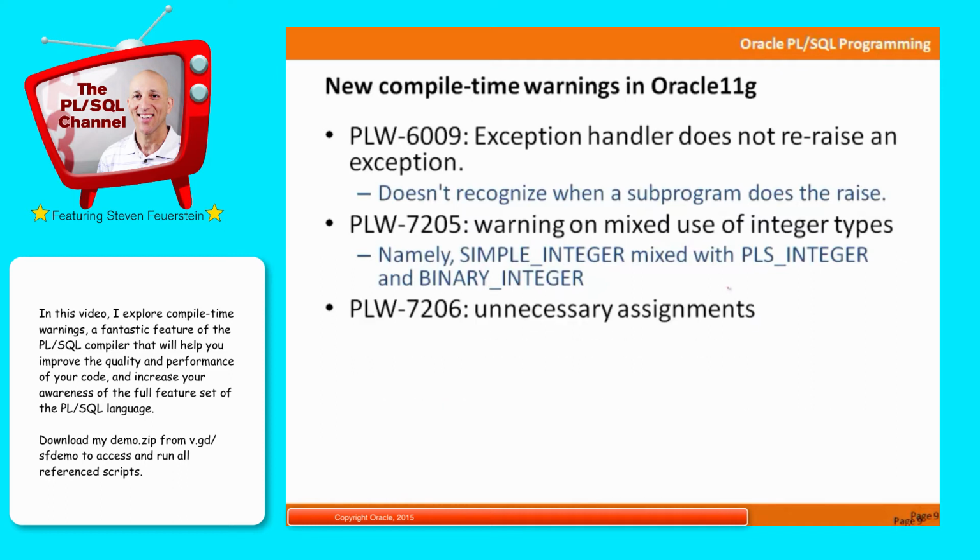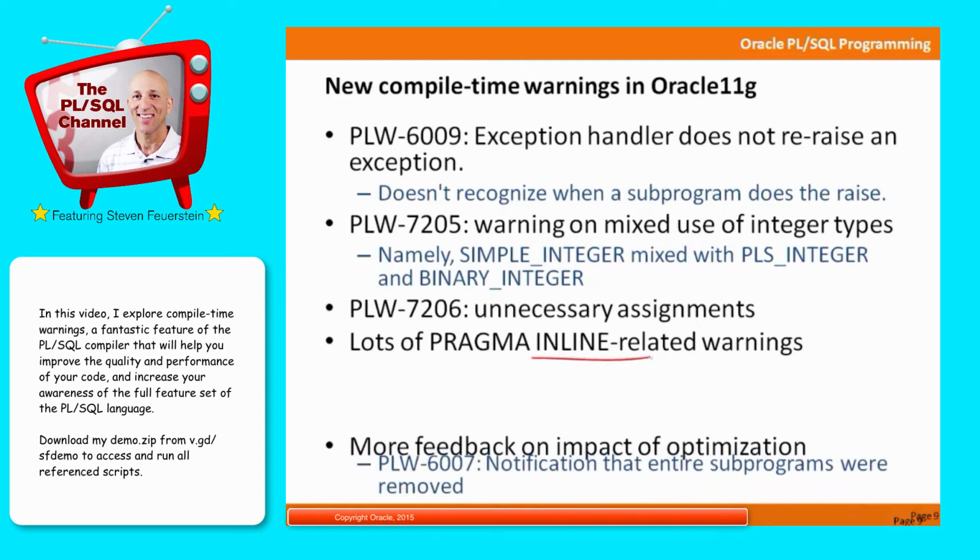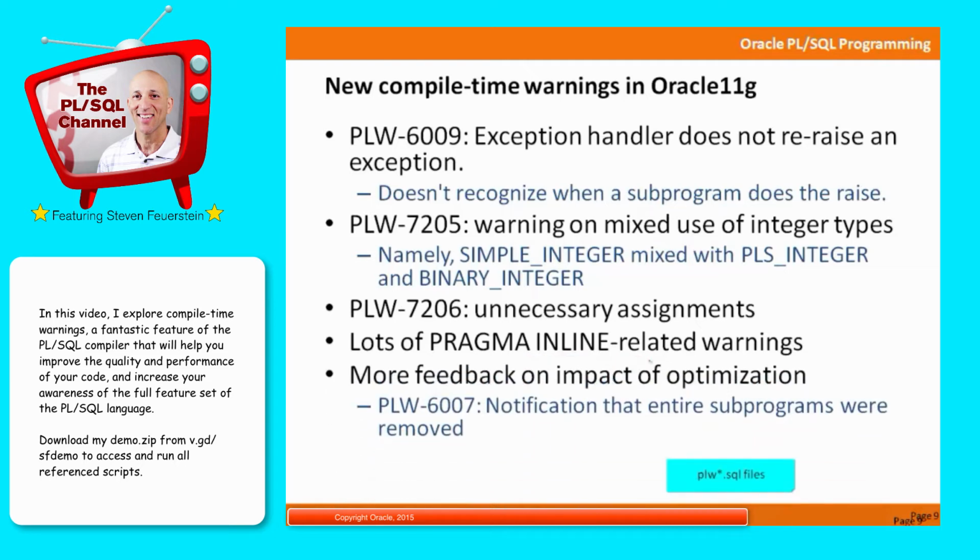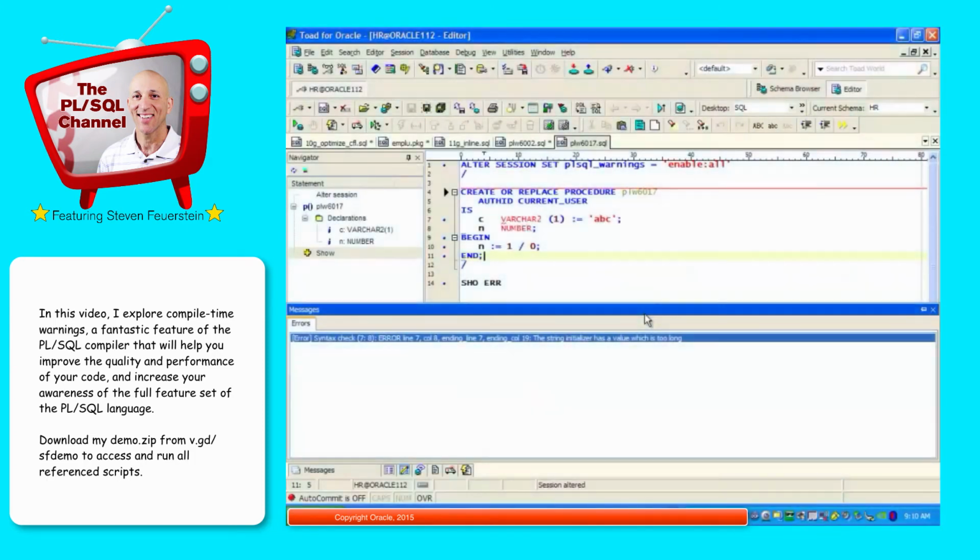Unnecessary assignments. I did an assignment to a variable that's not required. Lots of warnings related to the new inline optimization level 3 in Oracle 11G. And then more feedback on the impact of optimization. So this is the one I showed you. Notification that entire subprograms were removed, also added in 11G. Let's take a look at the PLW 6009.